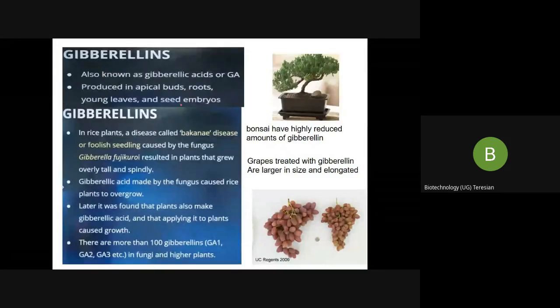So how was gibberellin identified first? It goes way back to the 1900s. What happened was in Japan, in rice plants, a disease called Bakanae disease or foolish seedling, caused by a fungus, Gibberella fujikuroi, resulted in plants that grew very tall.